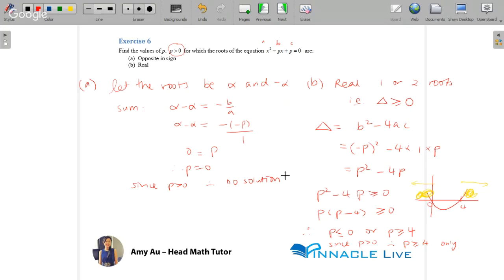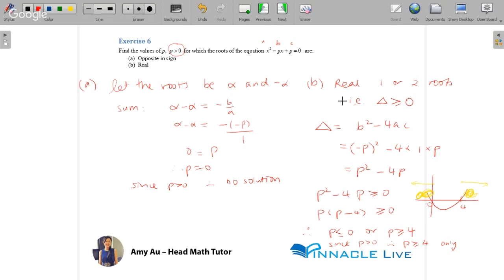All right, so that is it. Just summarizing what's been covered. You use the relationship in the roots in the first case. The roots are opposite in sign. Let them be alpha and minus alpha. I only explore some of the roots that gets you the p-value, but it's outside the specified p-value in the question, so hence there's no solutions.